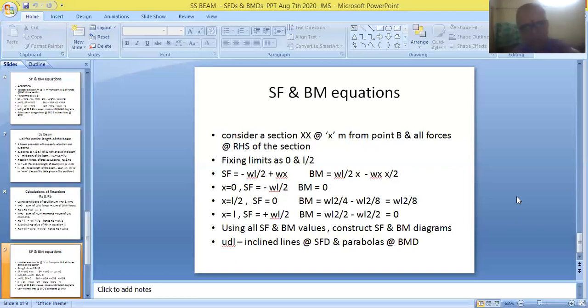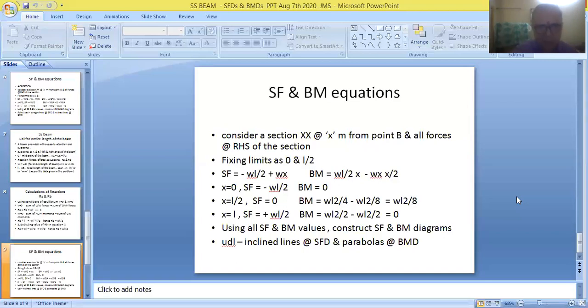So friends, take these 3 values of SF and prepare the SF diagram. Take these 3 values of bending moment and prepare the bending moment diagram. Now we are talking about a UDL acting on this particular beam. Therefore inclined lines must be used for preparing the SF diagram, and parabolas, curves must be used for preparing the bending moment diagram. So friends, before closing the session, let us make a note of all these things.